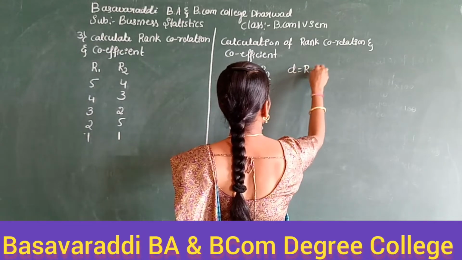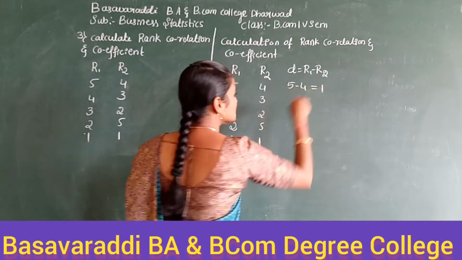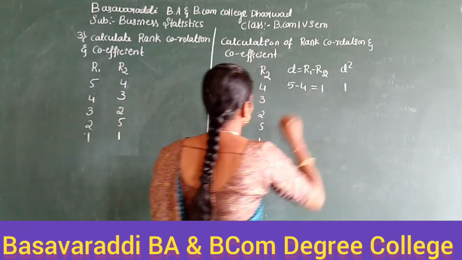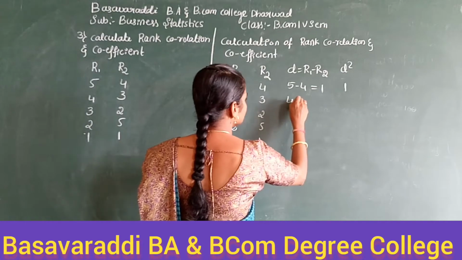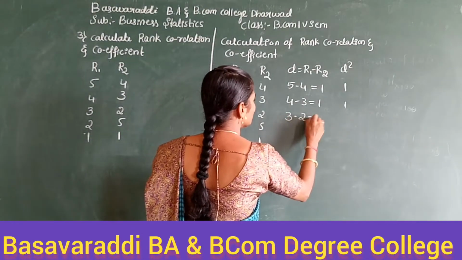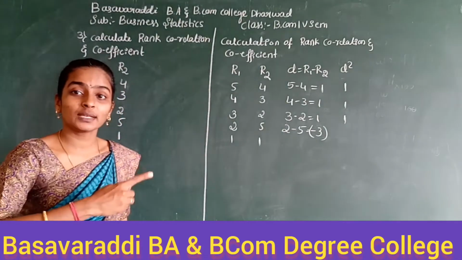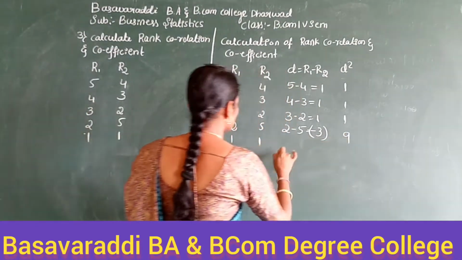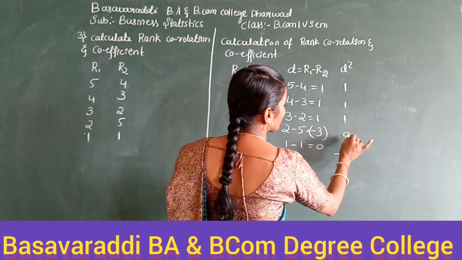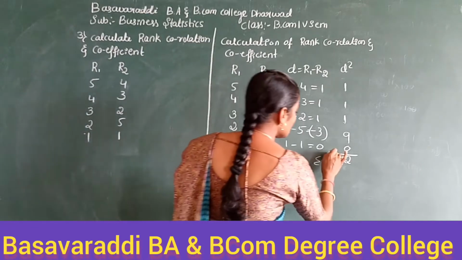D is equal to R1 minus R2. 5 minus 4, that is 1. The next column is D square. 1 square is 1. Next, 4 minus 3, that is 1. 1 square is 1. 3 minus 2, 1, 1. 2 minus 5, that is minus 3. Minus 3 into minus 3, 3 threes are 9. Minus into minus, plus. 1 minus 1, 0. 0 square is also 0. Add the D square column: 9, 10, 11, 12. Summation D square is 12.